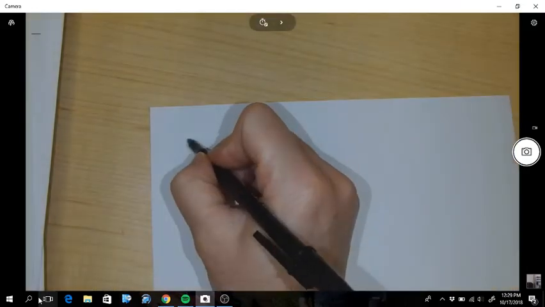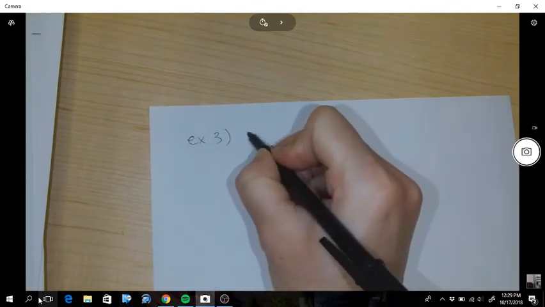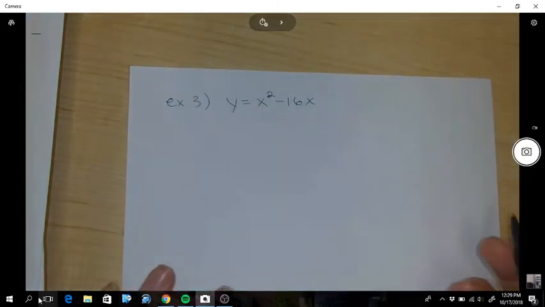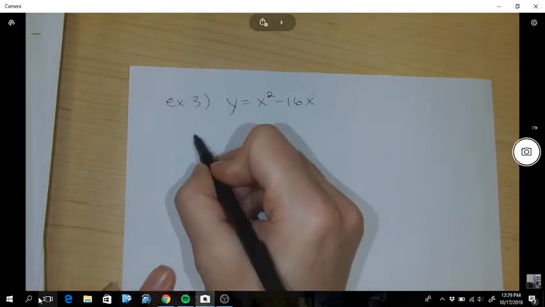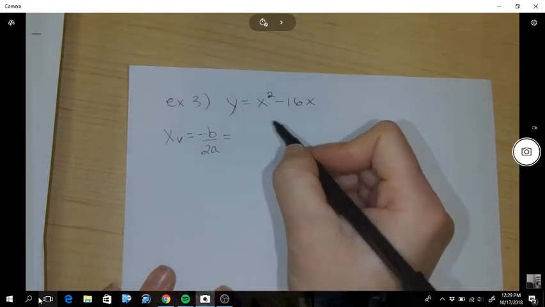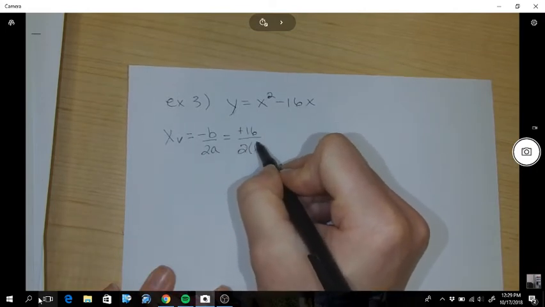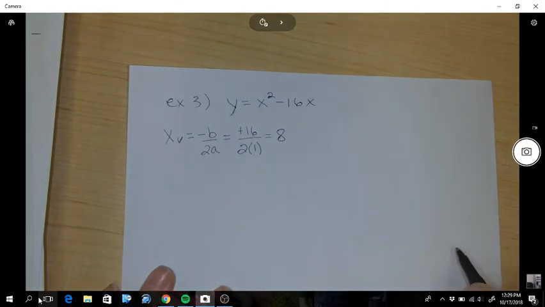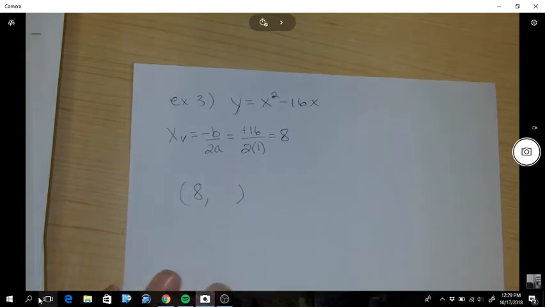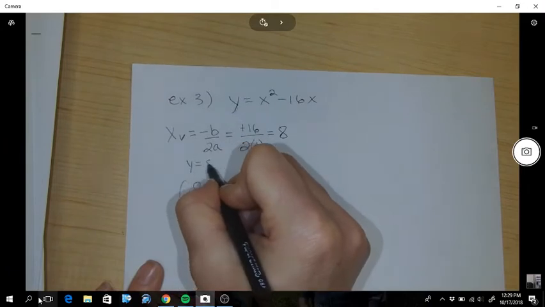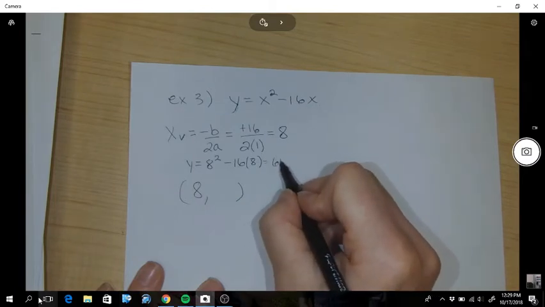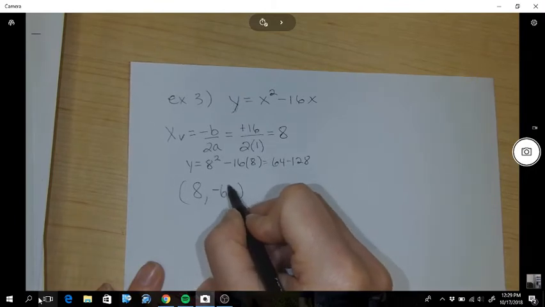Okay, let's try another one. y equals x squared minus 16x. I'll find my vertex both ways again. -b over 2a, so positive 16 over 2 times 1 is 8. So I know my vertex is 8 something. I'm going to plug that 8 in. y equals 8 squared minus 16 times 8. So that's 64 minus 128, so that's -64.